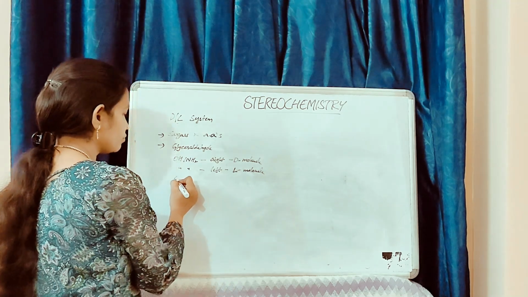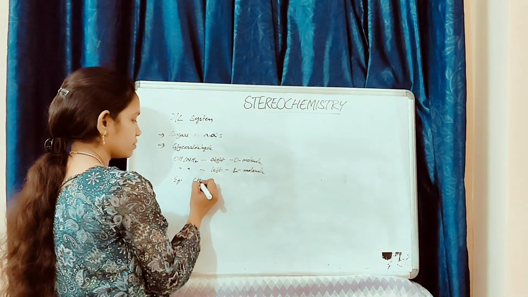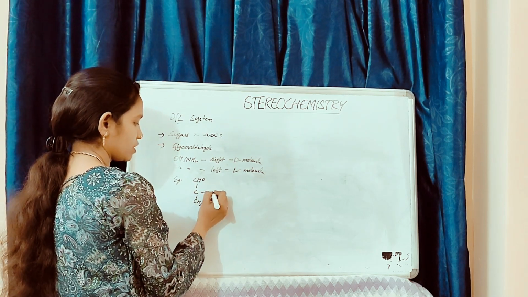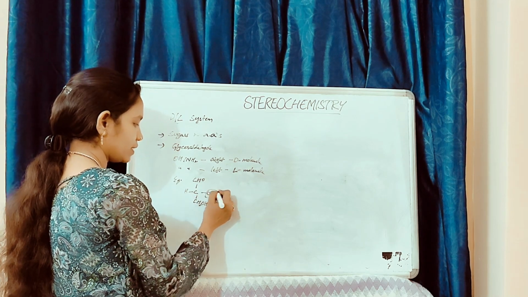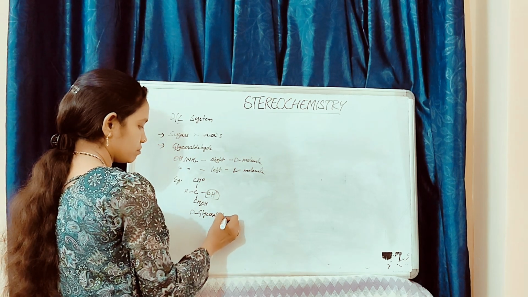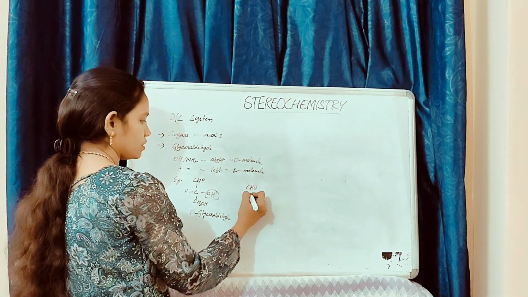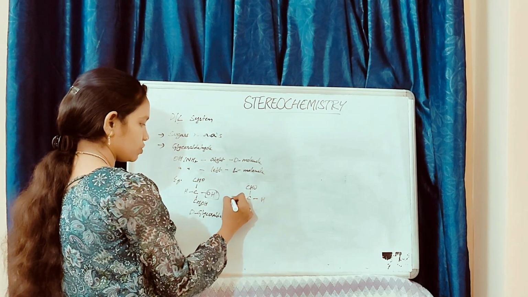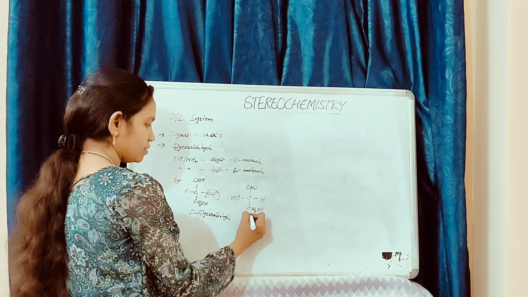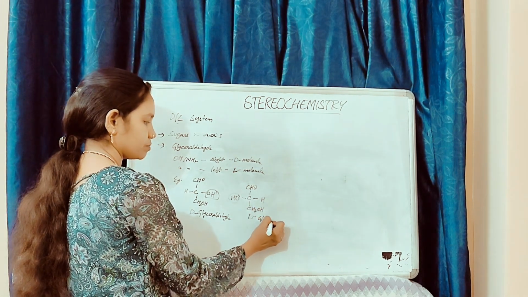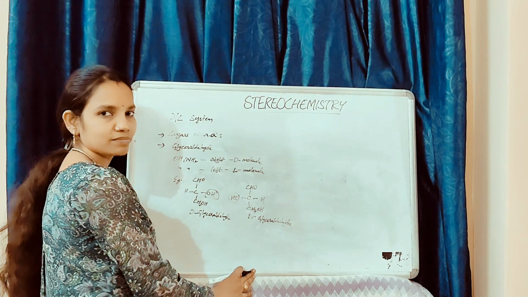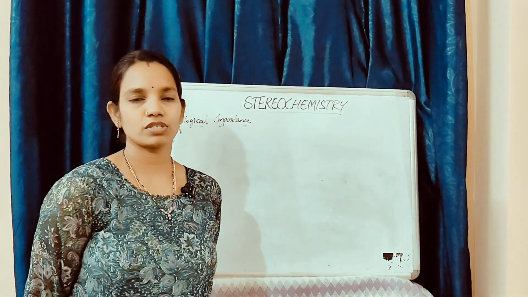Let's take example of glyceraldehyde. If the OH group is on the right side, then it is D-glyceraldehyde. If the OH group is on the left side, then it is L-glyceraldehyde. Is it clear?